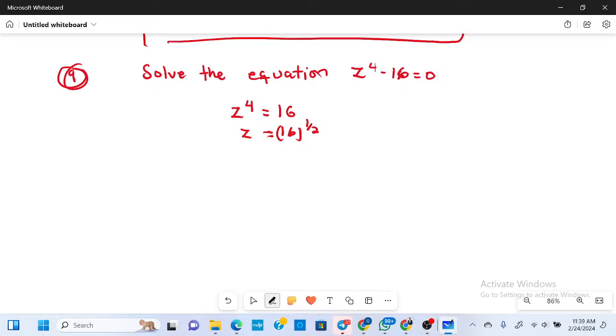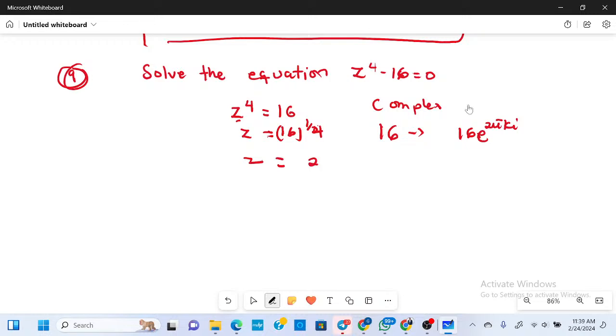But z here is a complex number. For that reason, I'm going to convert 16 to the polar form so that I can apply de Moivre's theorem. 16 in polar form, you know it's a pure real number, right? So 16 is going to give me 16 e to the power, the angle will be 0, so I have 2 pi k i.